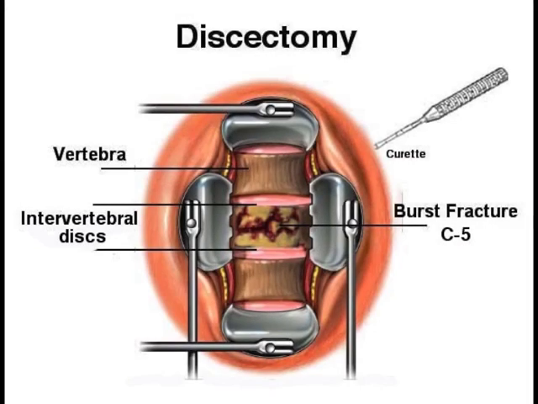To repair a burst fracture, the surgeon will first remove the intervertebral discs, usually with an instrument called a curette. A curette is a surgical instrument designed for scraping. The tip of the curette is a small scoop, hook, or gouge. This procedure is called a discectomy.